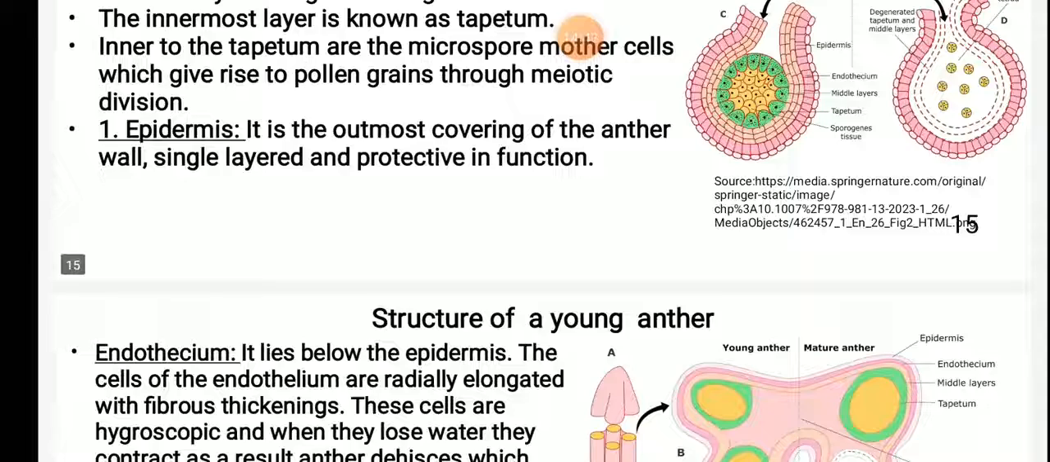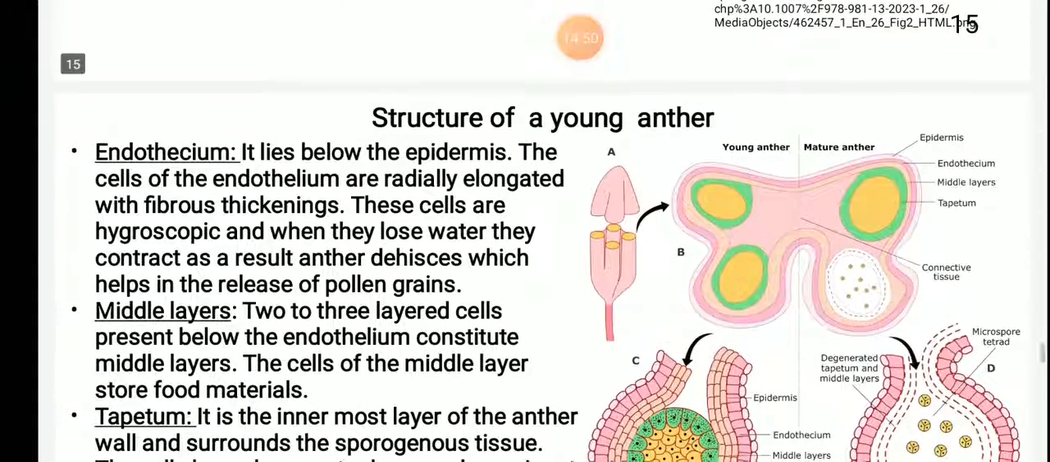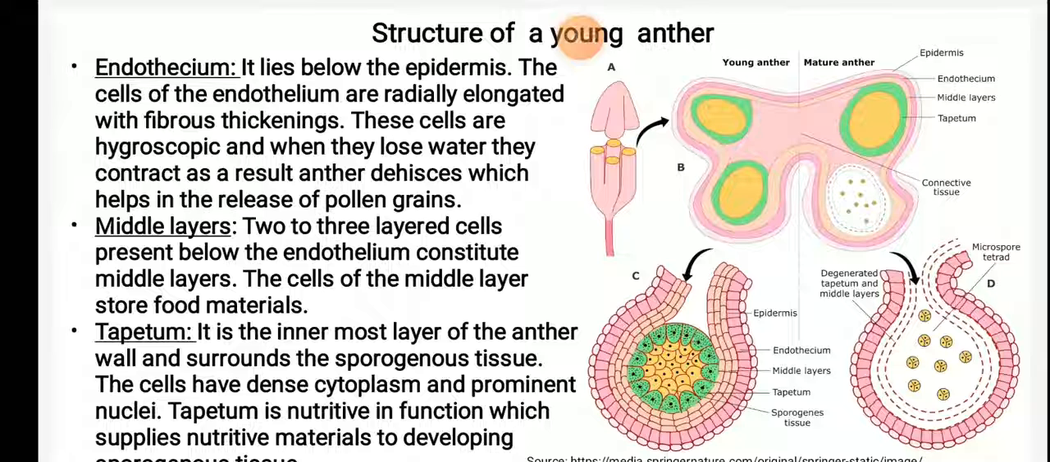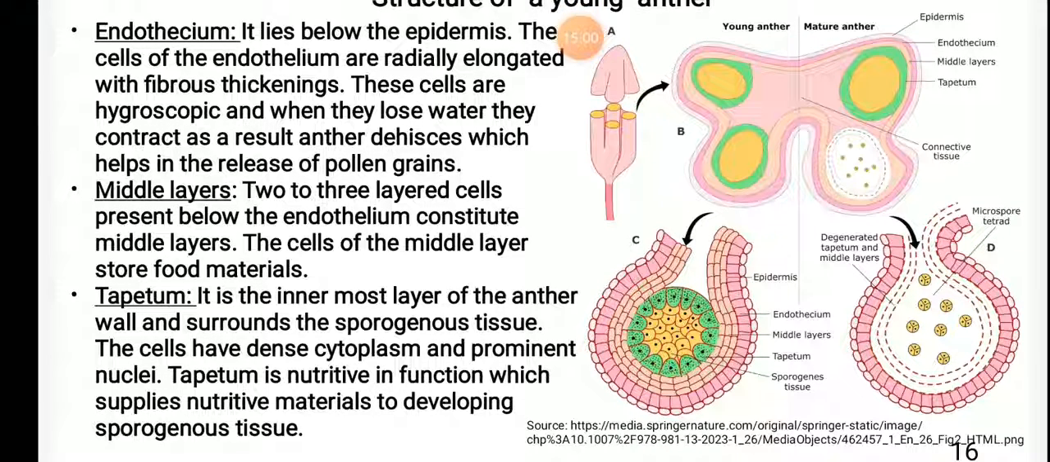Epidermis is the outermost covering of the anther wall, single layered and protective in function. Endothecium lies below the epidermis. The cells of the endothecium are radially elongated with fibrous thickenings. These cells are hygroscopic, and when they lose water, they contract. As a result, the anther dehisces, which helps in release of pollen grains. So all the four wall layers I will take up in the next session.